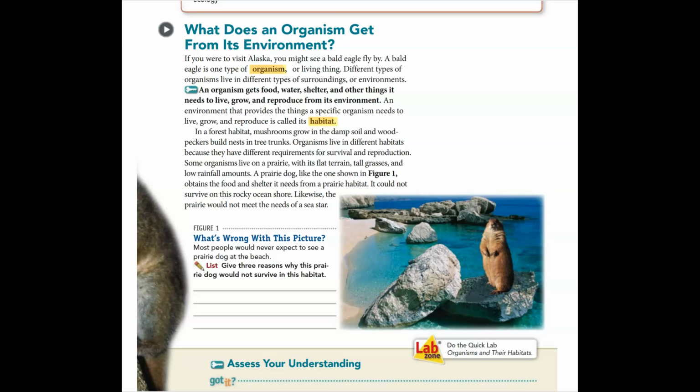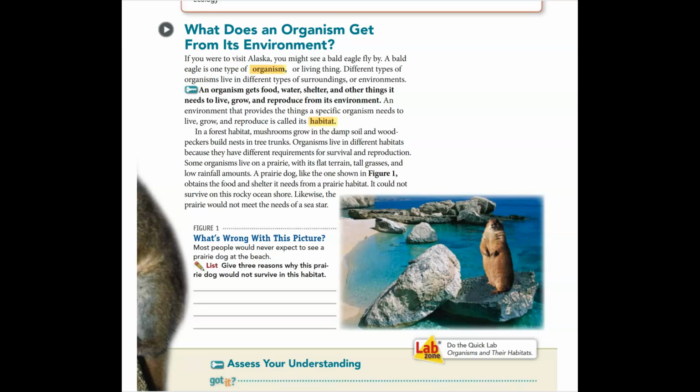What does an organism get from its environment? If you were to visit Alaska, you might see a bald eagle fly by. A bald eagle is one type of organism, or living thing. Different types of organisms live in different types of surroundings, or environments. An organism gets food, water, shelter, and other things it needs to live, grow, and reproduce from its environment. An environment that provides the things a specific organism needs to live, grow, and reproduce is called its habitat.